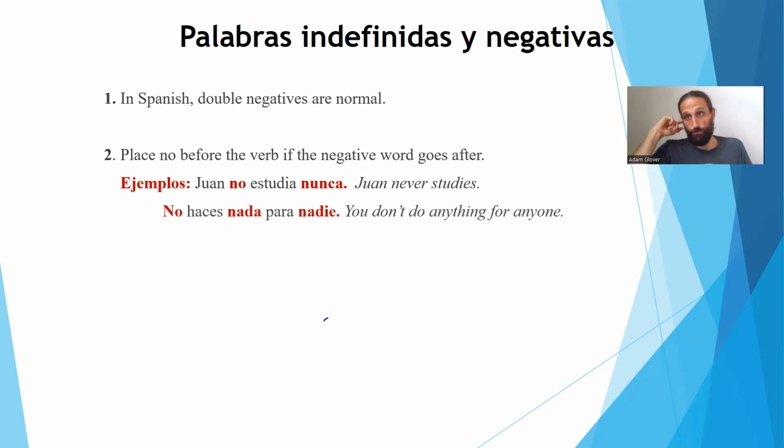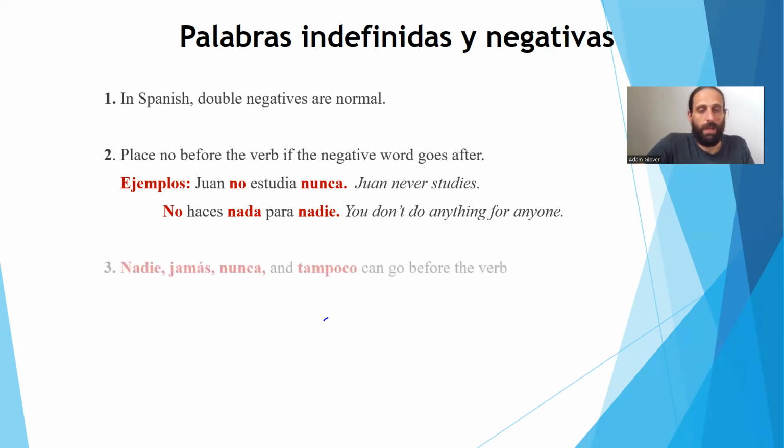Here's an example actually of a triple negative word. No haces nada para nadie. You don't do nothing for no one. Triple negative. So not correct in English, but in Spanish, obligatory, perfectly appropriate. There are some negative words that you can put before the verb. So you can see in each of these cases, nunca, nada, they all go after the verb. Juan no estudia nunca, no haces nada para nadie.